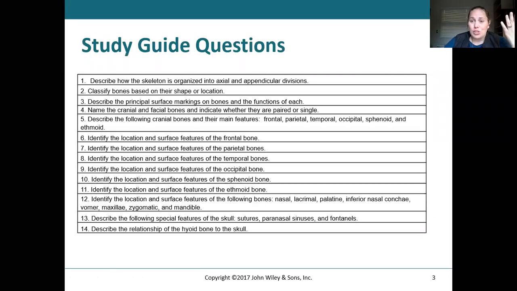Okay, so your study guide questions for this particular chapter, some of them are going to seem almost repetitive because you're going to be talking about location and surface features of specific bones. This is, again, why many people take anatomy and physiology, to memorize bones, memorize muscles. And so this is where we get into the meat and potatoes of this course, where we're actually doing that. We're looking at bones now and then muscles in the next couple chapters.